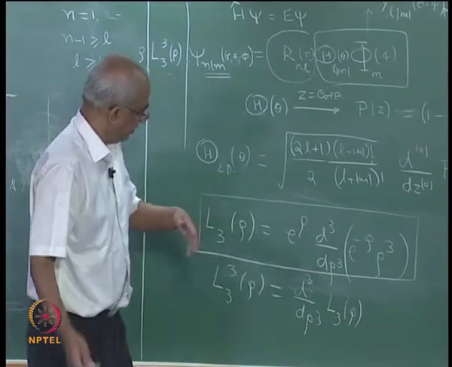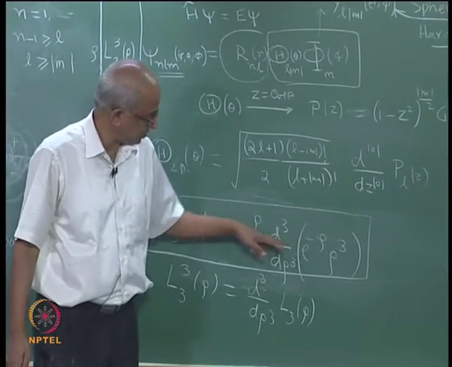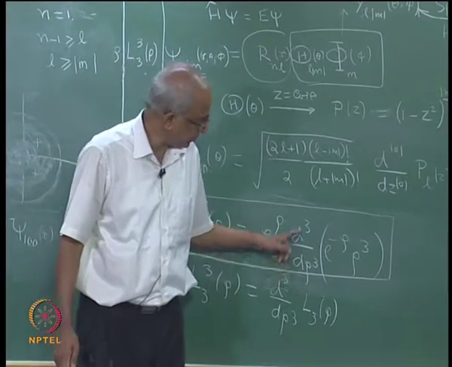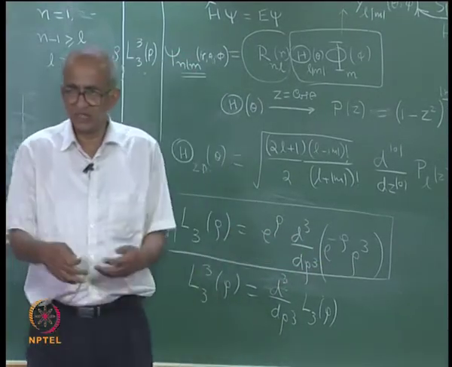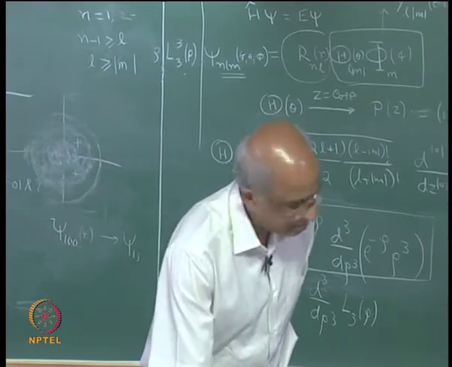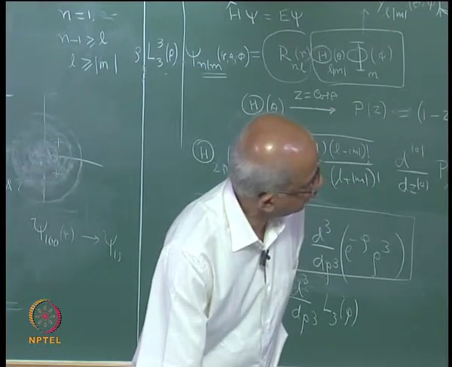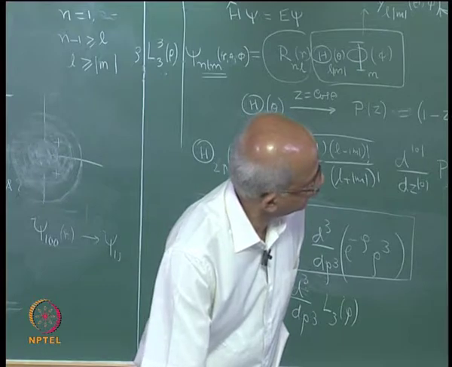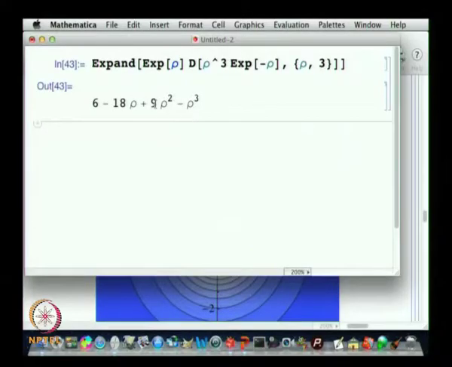So, L3 rho we saw that it is given by this expression, but there are 3 differentiations of this object which is tedious, and therefore, I did not do it in the lecture, but I can get a software like Mathematica to do the differentiation, and all that I have to do is write these simple commands and I get the answer. The answer is actually 6 minus 18 rho plus 9 rho square minus rho cube. So, this you will have to put in here.